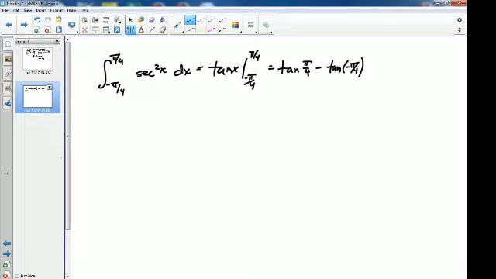Tangent of pi over 4 is 1. And negative pi over 4 is negative 1, isn't it? No. Yeah.